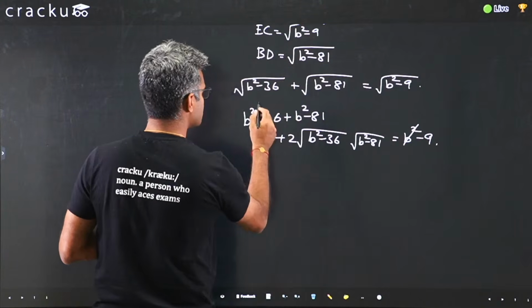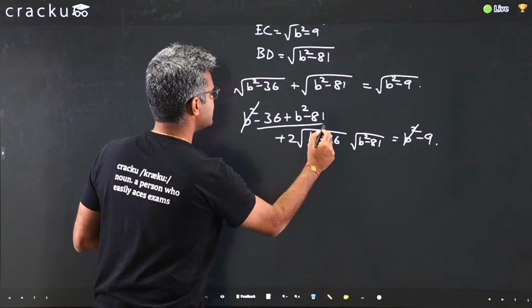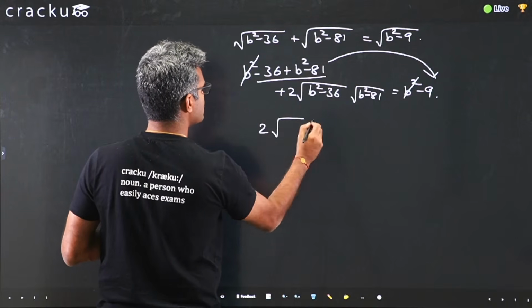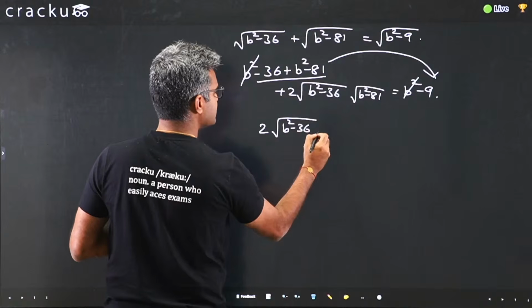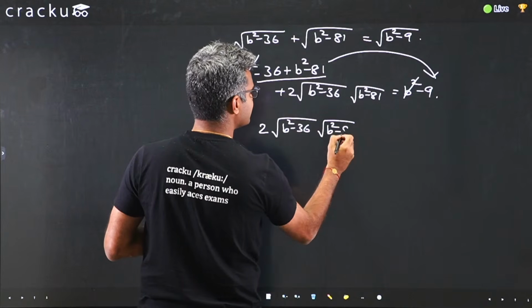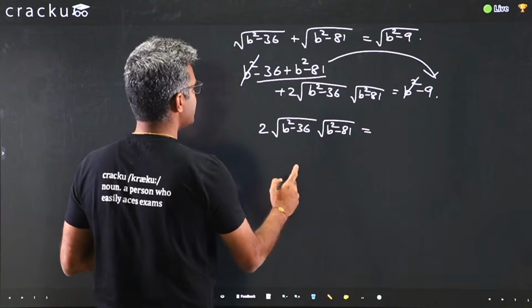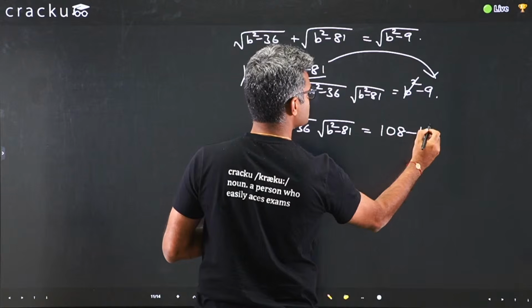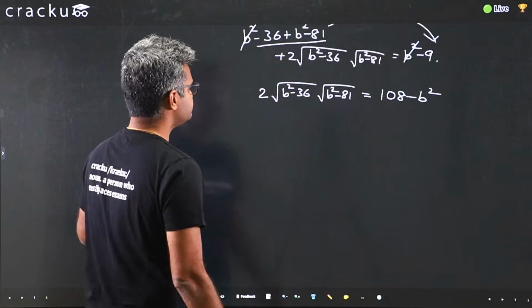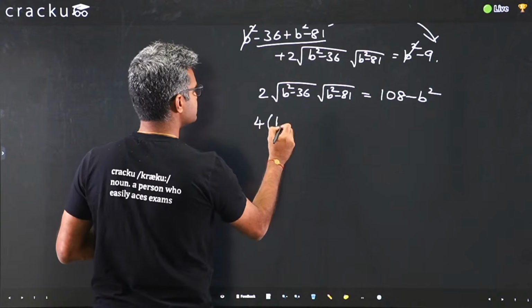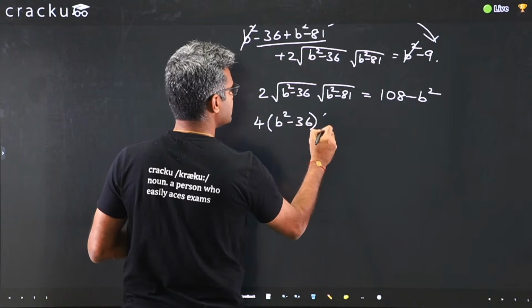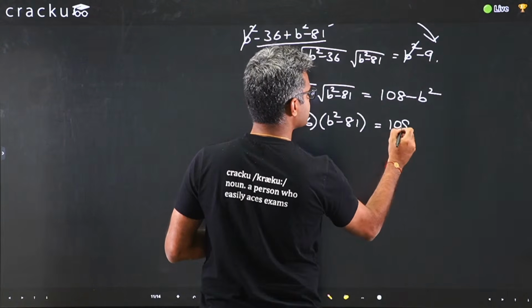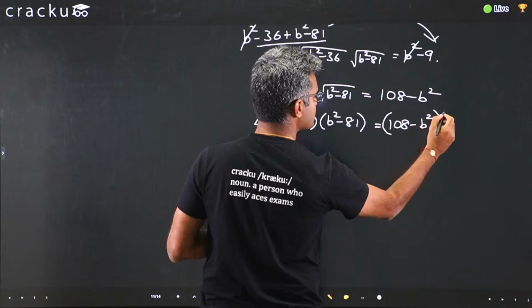We can cancel 1 B square and 1 B square. We can take these 3 terms to the right hand side and then the left hand side will be 2 times square root of B square minus 36 into square root of B square minus 81 is equal to 81 plus 36 minus 9, which is 108 minus B square. Again let us square it. So we will be left with 4 times B square minus 36 into B square minus 81 is equal to 108 minus B square whole square.